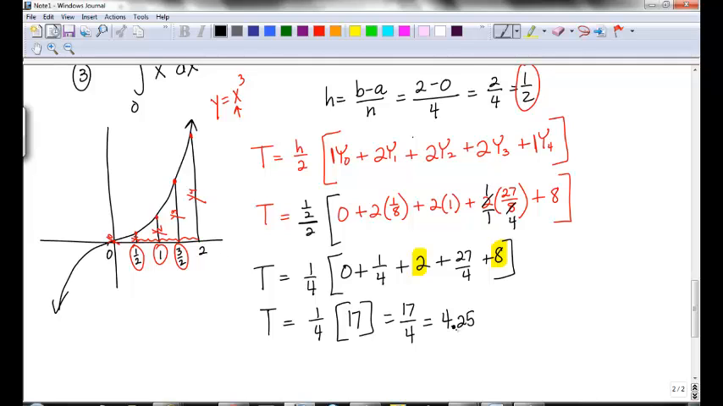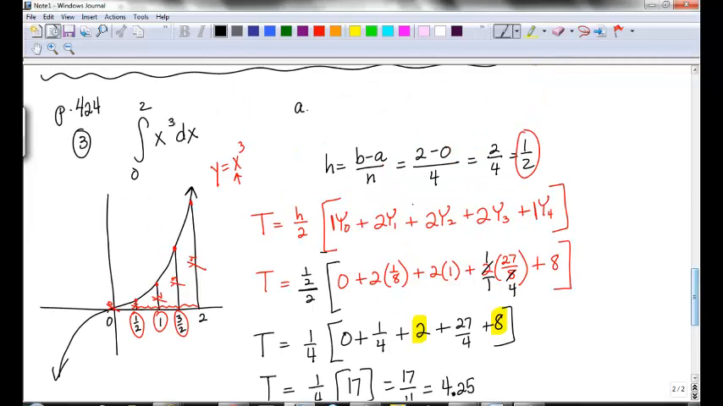But you do have to do a little bit of arithmetic. You got to sub those x values, and I subbed them back in. When you sub them back in, you're actually subbing them back into that x cubed, y equals x cubed. Okay, that's part A.